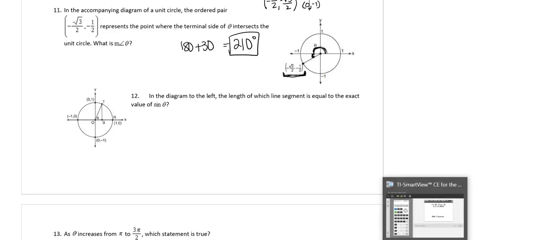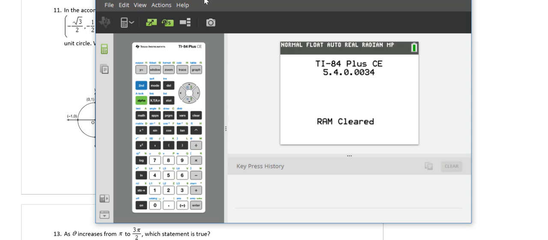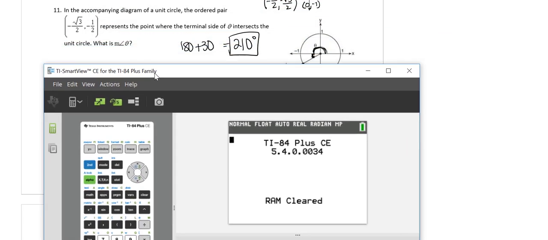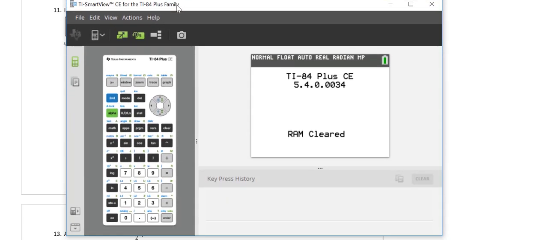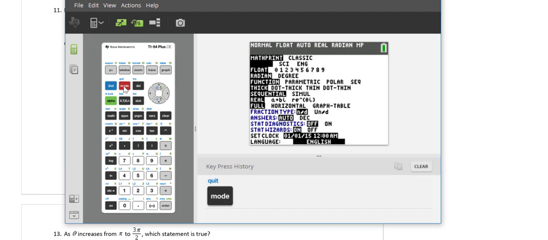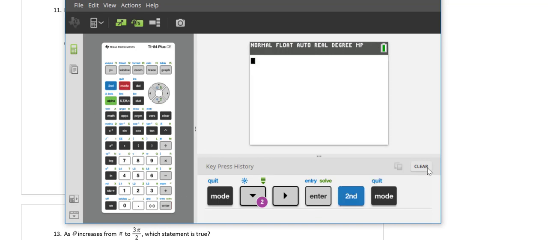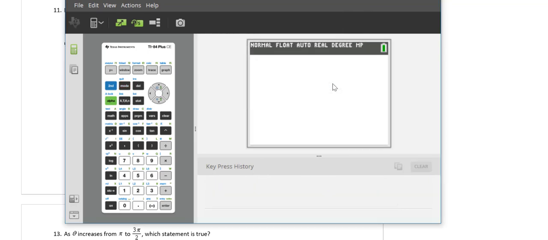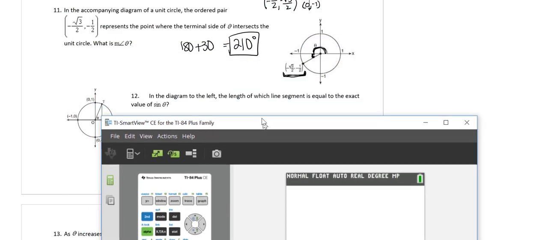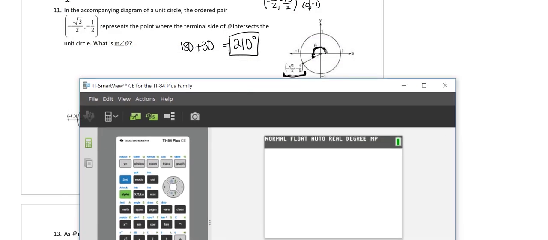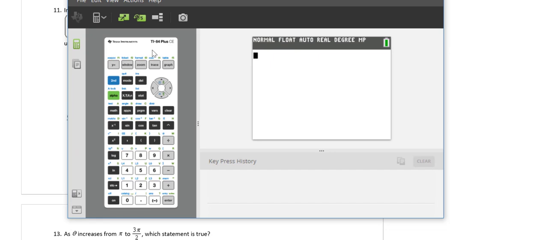So if I pull out my handy dandy calculator, and remember you guys all have access to this on your desktop, I'm looking for a measure of angle in degrees, so let's just make sure that we are in degree mode. That degree is highlighted. Let's quit out of there. Now I need to figure out, if I know that cosine is negative square root 3 over 2, I can figure out my angle.